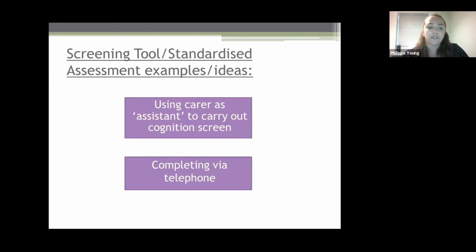Completing by telephone. I have done this. It can be less valid. You can't get those non-verbal cues and you can't fully establish if the patient's getting any help. But this patient I had already, we knew he had generally good cognition skills and he was able to follow the assessment over the phone.